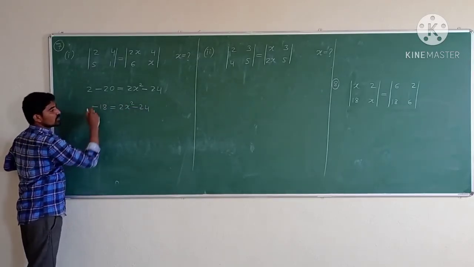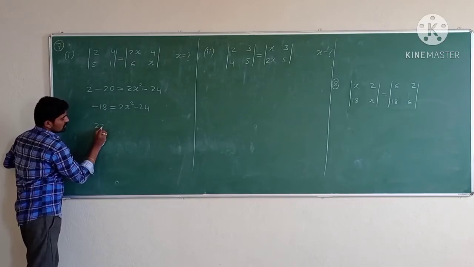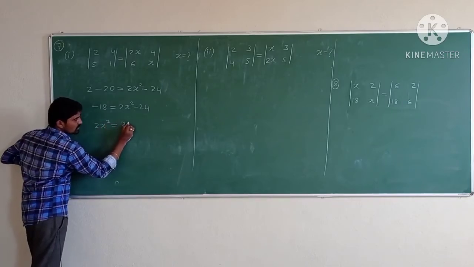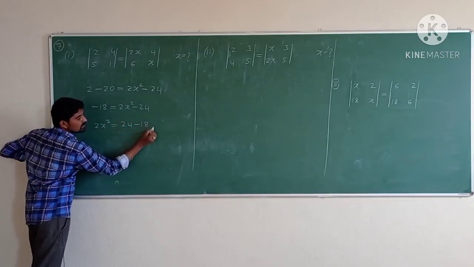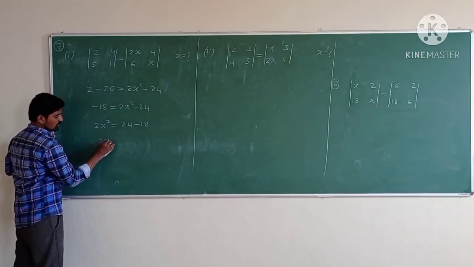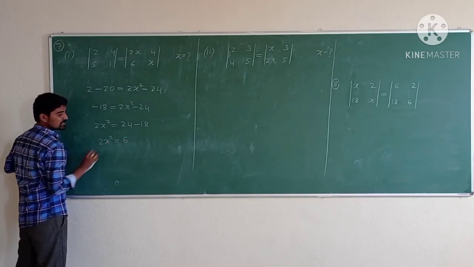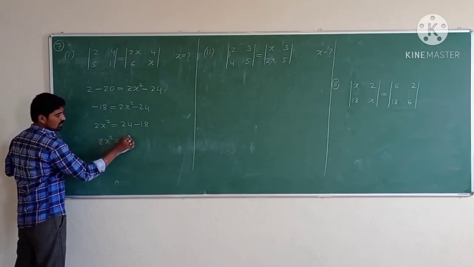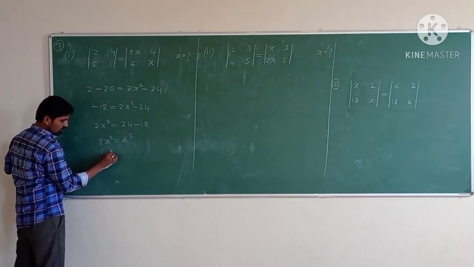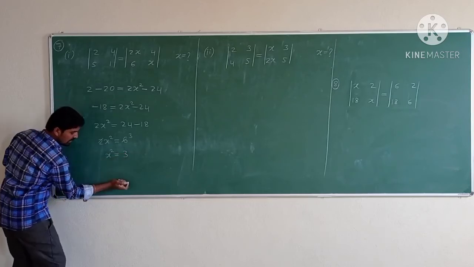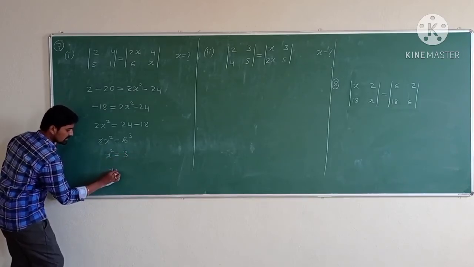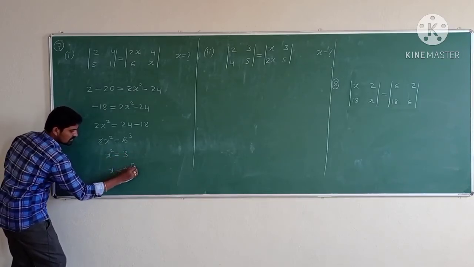The minus 24 goes over to the other side, so 2x square is equal to 24 minus 18. Therefore 2x square is equal to 6. 2 ones are 2, 2 threes are 6. Therefore the value of x square is equal to 3. Hence the value of x is equal to plus or minus root 3.